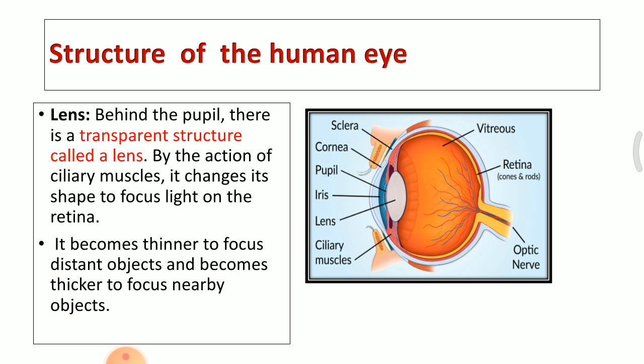And the next part is the lens. Here the second refraction takes place and it is transparent. This lens is held by the ciliary muscles. The ciliary muscles can change the shape of the lens. When they are relaxed, the eye lens becomes thick. When they contract, the eye lens becomes thin. So these thinner and thicker shapes are used to see a nearby object and a distant object clearly.